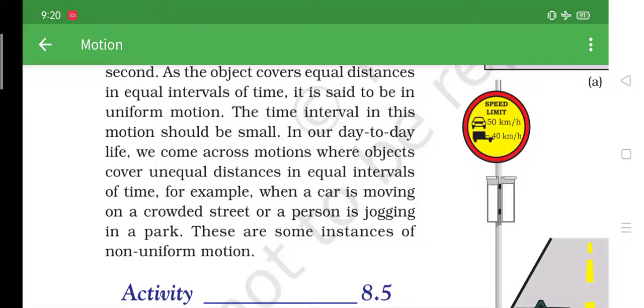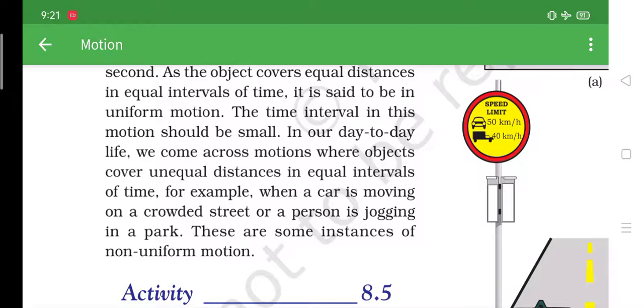That means, in equal time, it is not so that if you travel 2 kilometers in 15 minutes in a crowded street, that does not mean in the next 15 minutes you will travel only 2 kilometers. It can be different because if there is no crowd, you can travel faster. Yes, so that is called non-uniform motion.